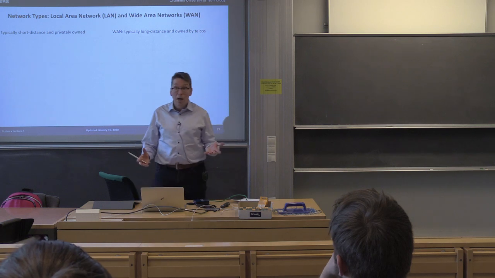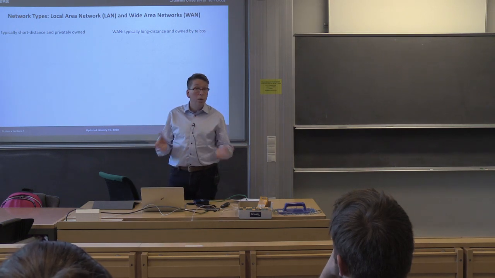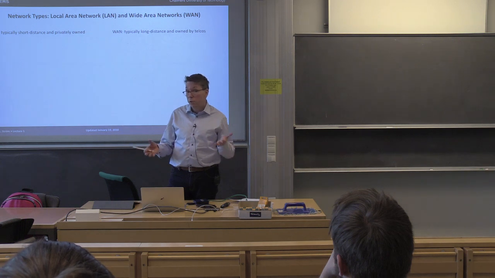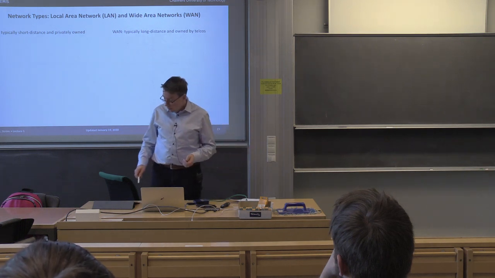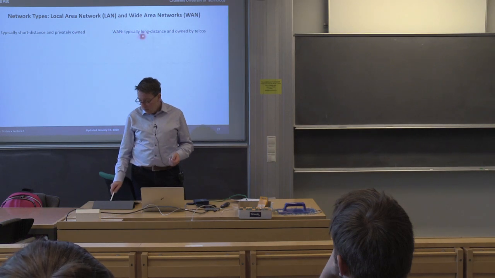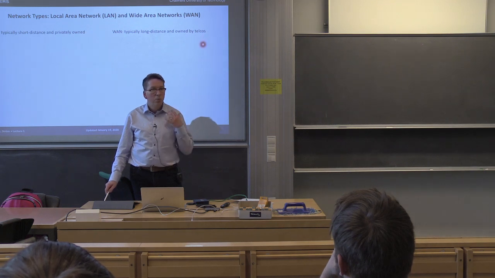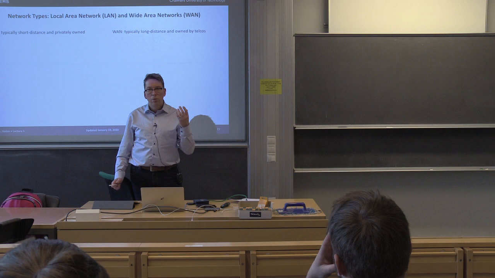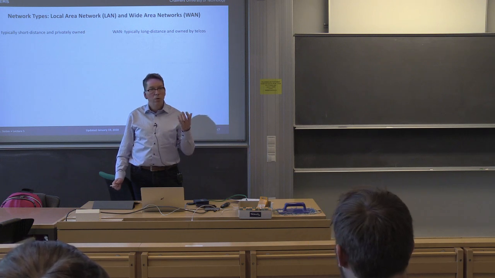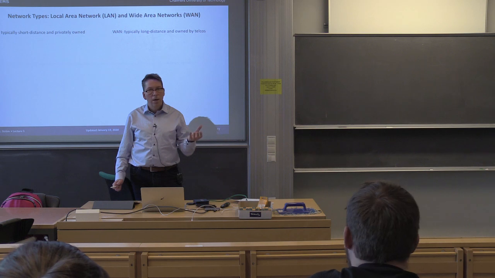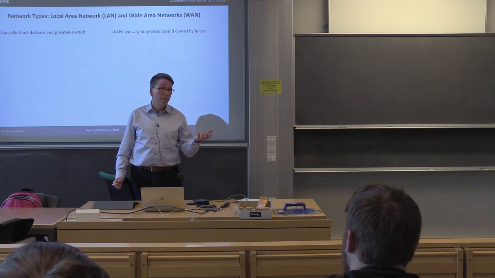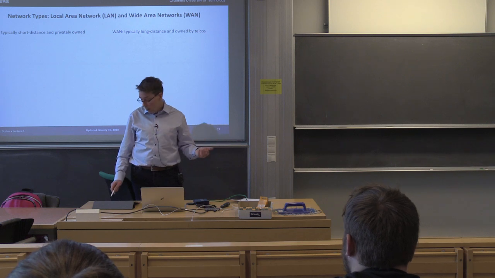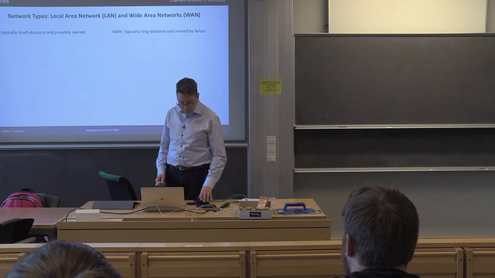Okay, so in my house, I have a local area network. I bought all the stuff for it, and I put it together, right? It's mine. A wide area network, on the other hand, is something which is long distance, and it's owned by telephone companies, or telcos. So some type of internet service provider or telephone company. So when data leaves my home and goes out through my fiber modem, it goes over to a network which is owned by my internet service provider. Right. And of course that data can go all over the globe.